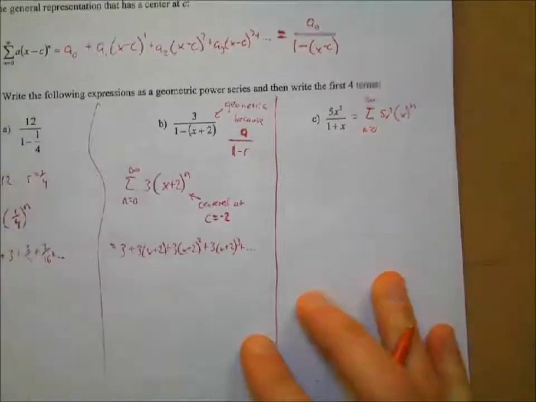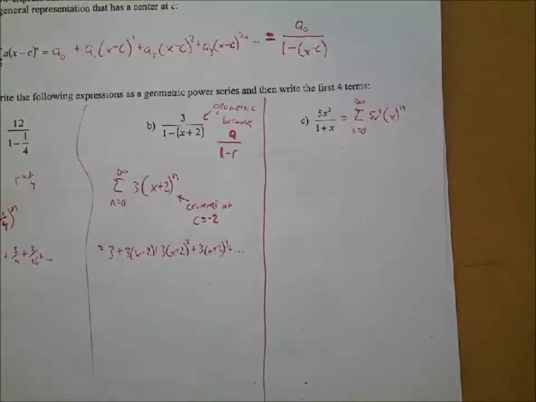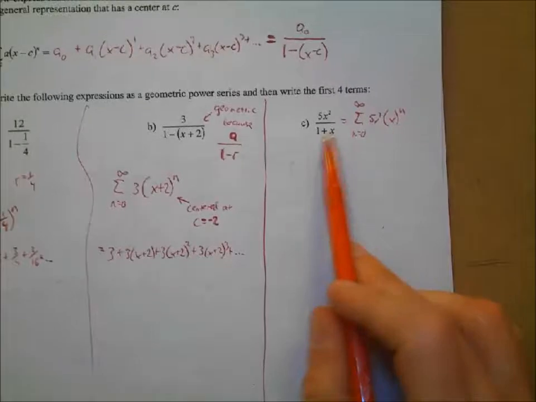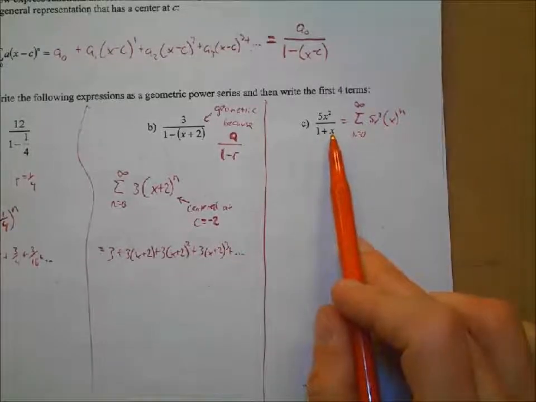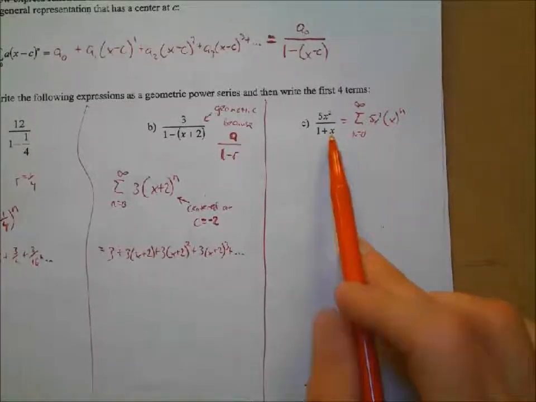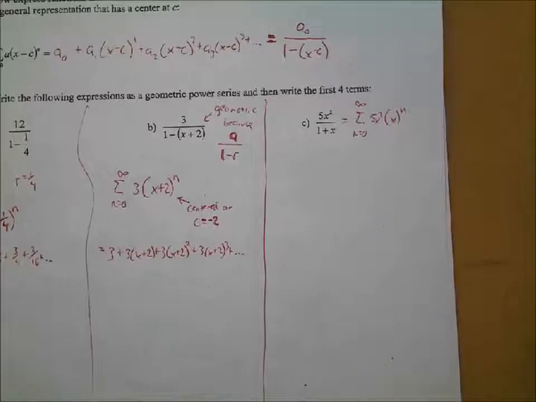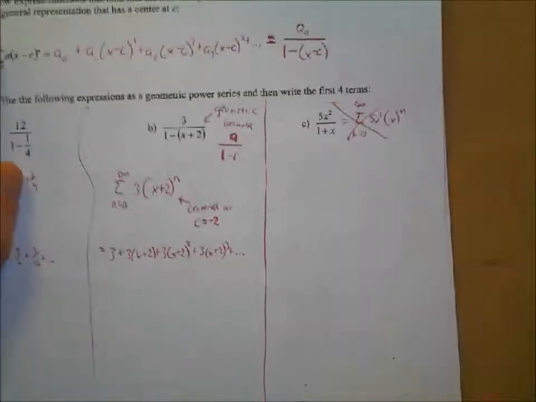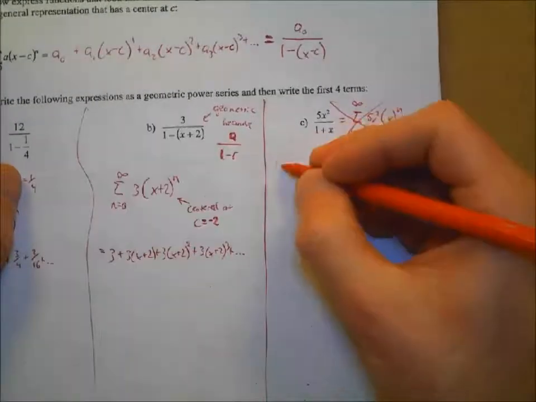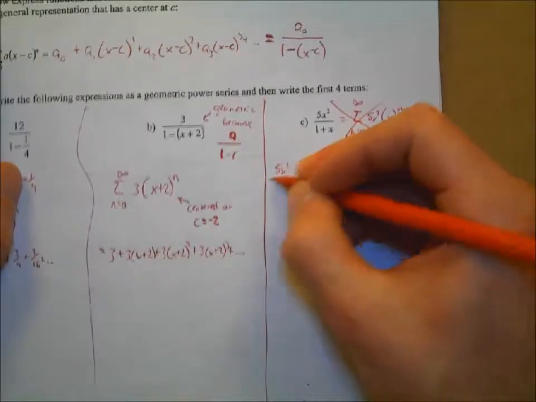But the issue is, that's not quite the right format to just pull that r out and say, oh, r is x here, right? Because it needs to be 1 minus r, okay? So these are not equal to each other. Instead, we want to take that 5x squared over 1 plus x.